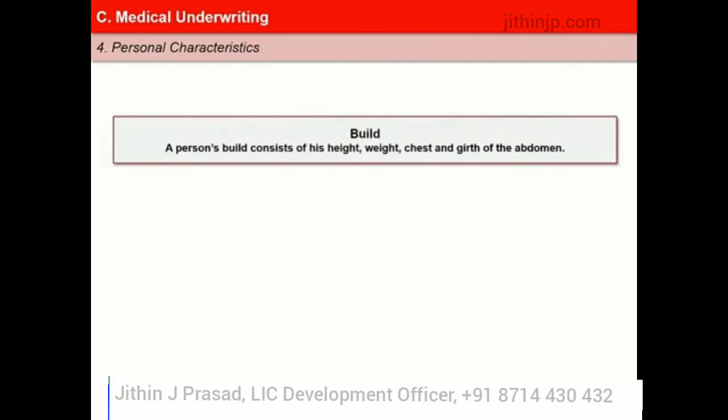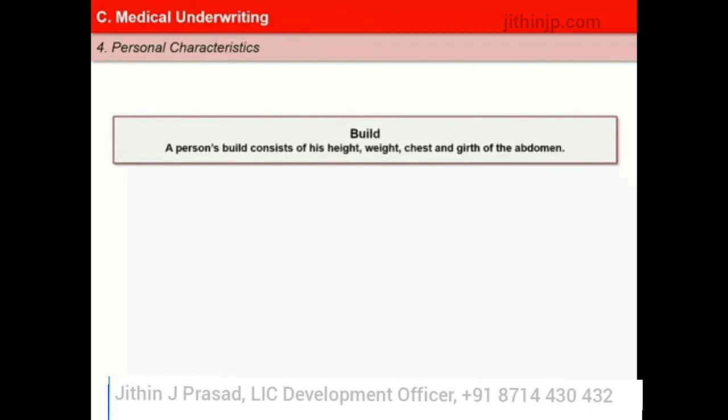Let us now learn about some personal characteristics to be taken in consideration under medical underwriting. They are as follows. First is build. A person's build consists of his height, weight, chest, and girth of the abdomen. For a given age and height, there is a standard weight that has been defined with respect to which a person is defined as overweight or underweight.